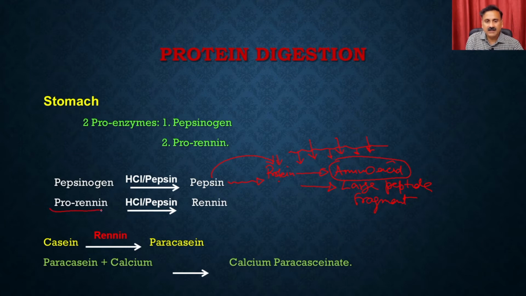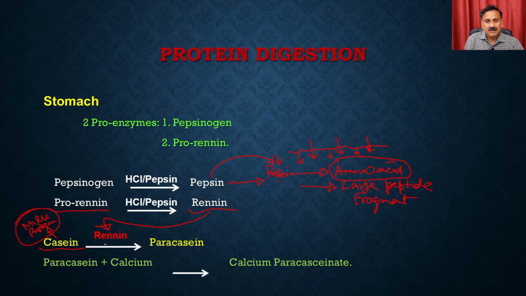Now once you activate the prorenin to form renin, it is going to act on a specific protein which is called casein. Casein, or in common words, you can also call this a milk protein. So casein is a protein which is present in milk, right? And that's why renin secretion is only possible in children or infants.